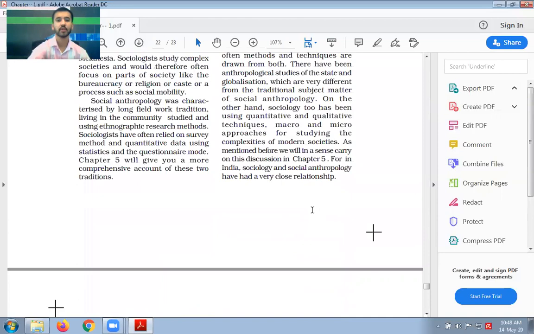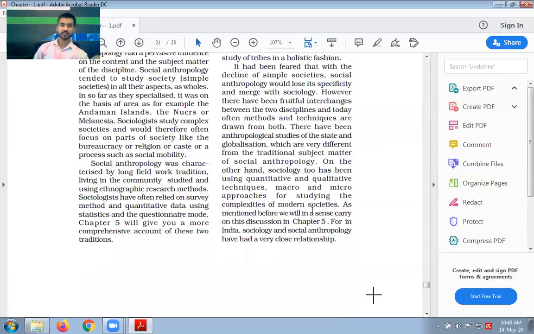So kahin na kahin, what is happening today in this contemporary world, more and more societies are becoming complex societies. So kahin na kahin, social anthropology is just going away from the scene. Social anthropology kahin na kahin दूर होती जा रही है, क्योंकि एवरी सोसाइटी कॉम्प्लेक्स सोसाइटी बनती जा रही है, इसलिए सोशियोलॉजी का इम्पैक्ट हमारी सोसाइटी में ज़्यादा है.